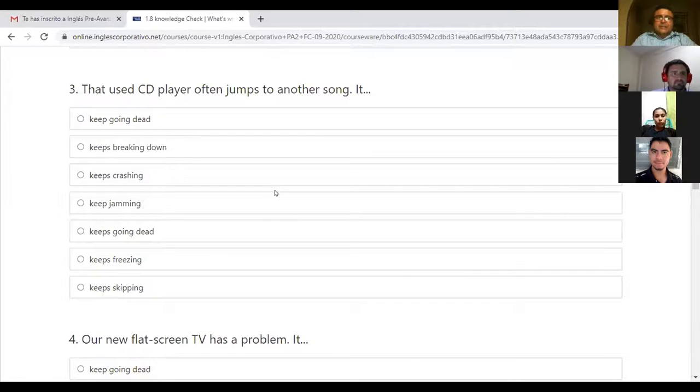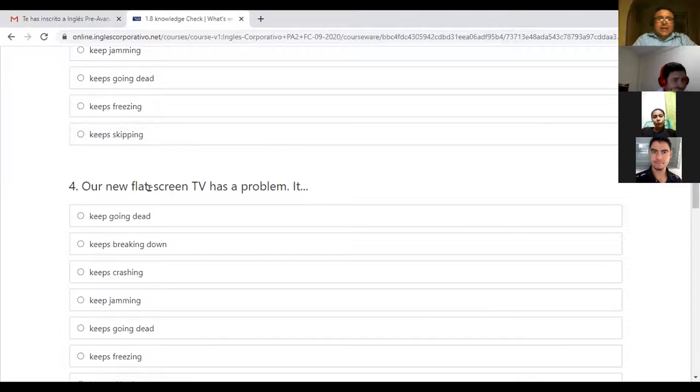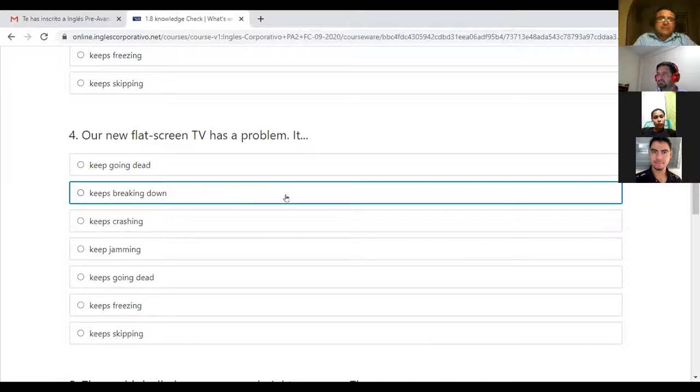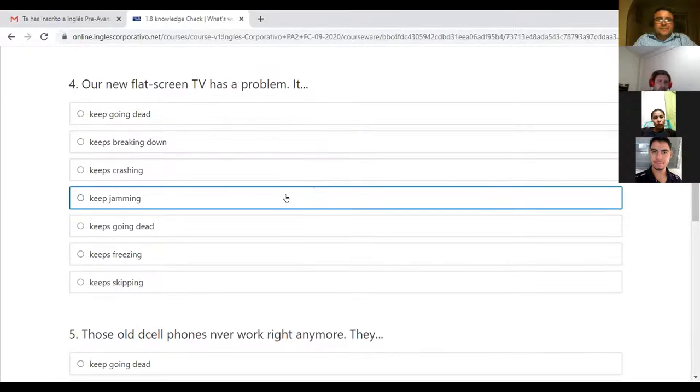That used CD player often jumps to another song. It keeps skipping. Now remember that skip is a synonym of jump, or going from one to another without order. Then you have number four, our new flat screen TV has a problem. What is the problem? It keeps going dead. Okay.